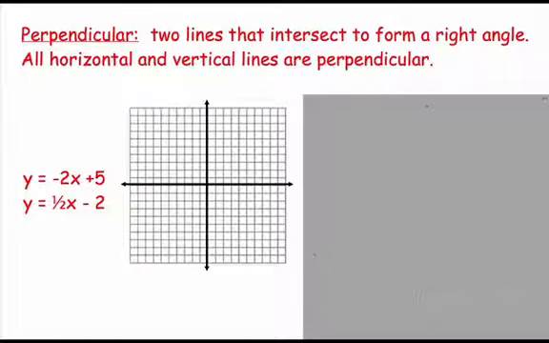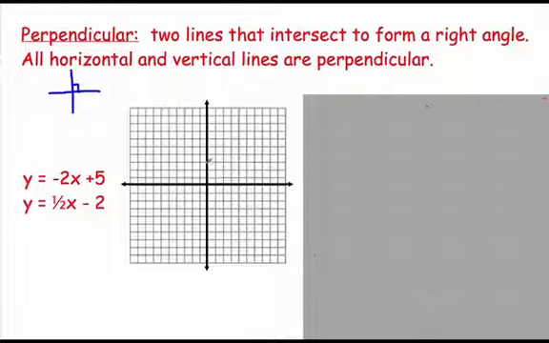Now, the nice thing about parallels, if we have parallel, we also have perpendicular. These two kind of go hand in hand. Perpendicular is not that they just intersect. They have to intersect to form a right angle. All horizontal and vertical lines are perpendicular. Think about it this way. Horizontal and vertical: this angle here is a right angle, just like our x-axis and our y-axis. Those are perpendicular.